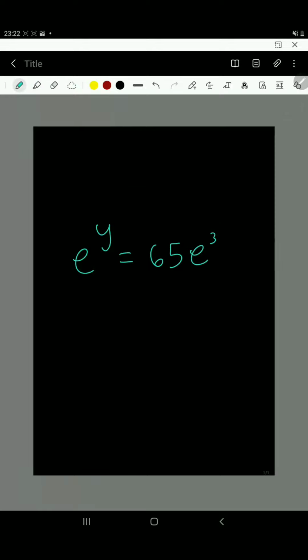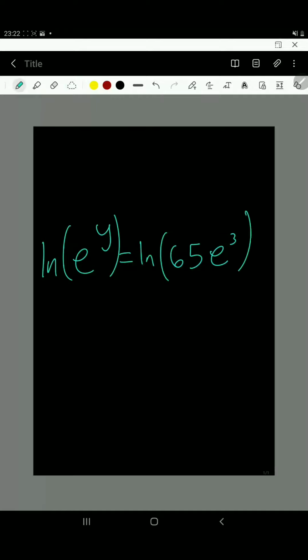So what do we do? We take ln on both sides. So you have ln here and you have ln there. Remember when you had sine and inverse sine? What happened? Sine and inverse sine cancel out, yeah? Same thing with ln and e. Ln and e are inverse functions. So e and inverse e is called ln. E and inverse e cancel out. So what are you left with? You're left with y. So y is equal to this.